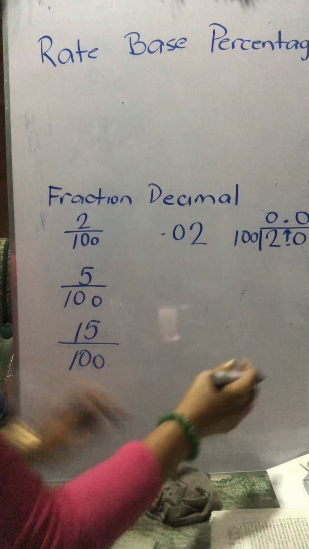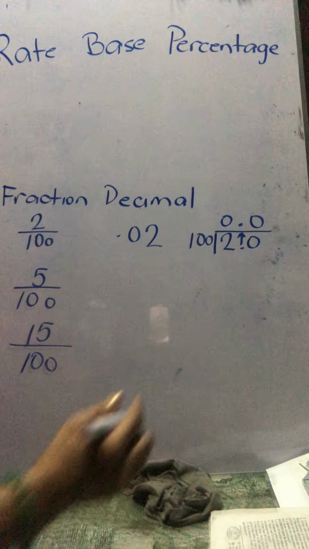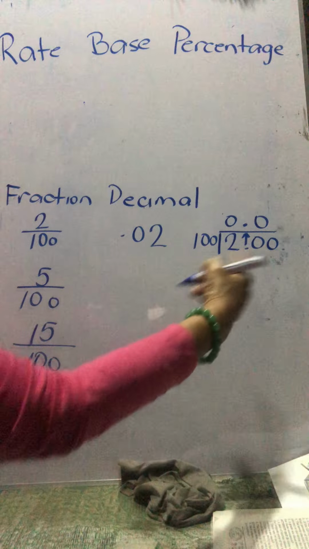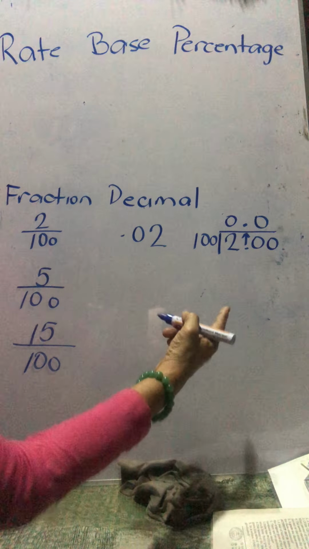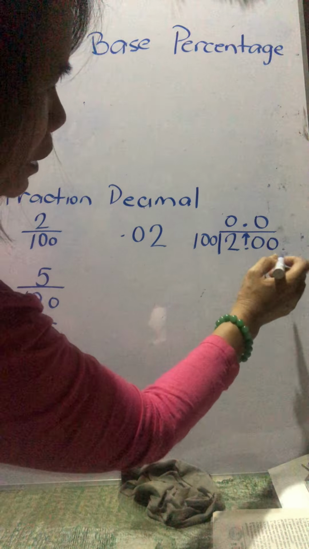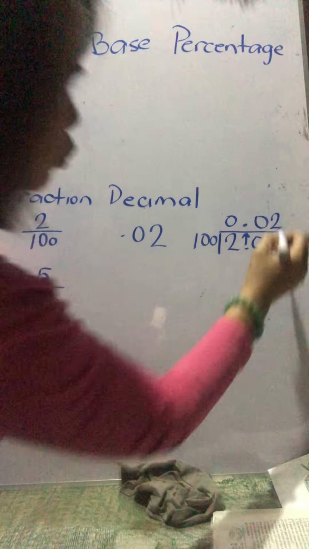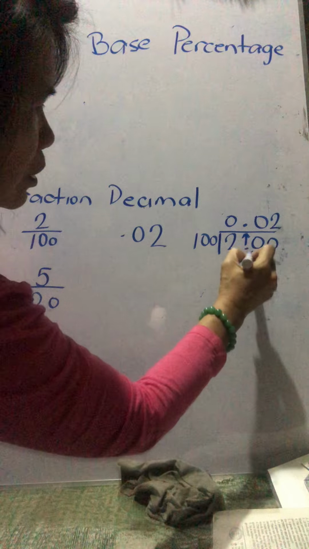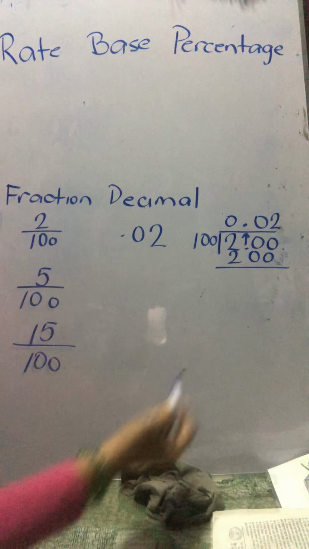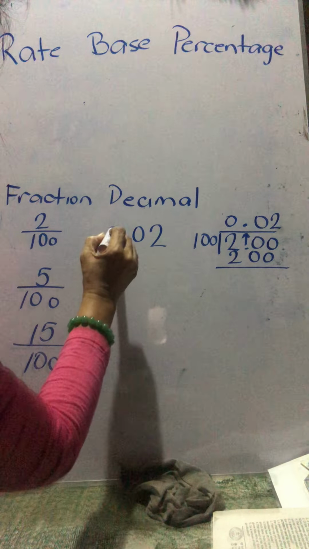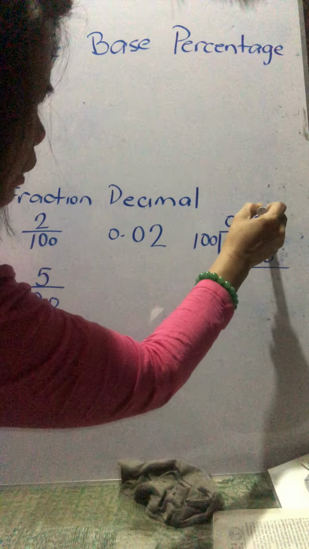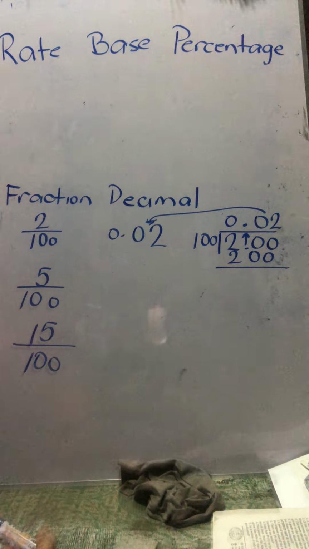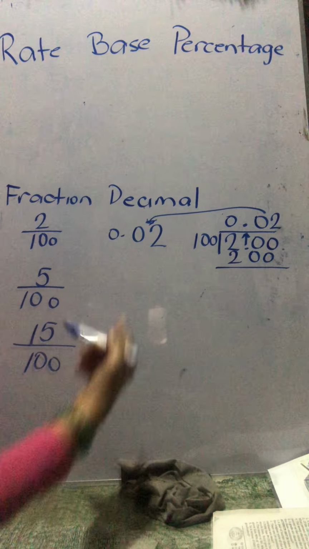Then add another 0 here, so that would be 200. Divide by 100, that is again 2. So 2 times 100 is 200. That is why this is 0.02 in decimal form.